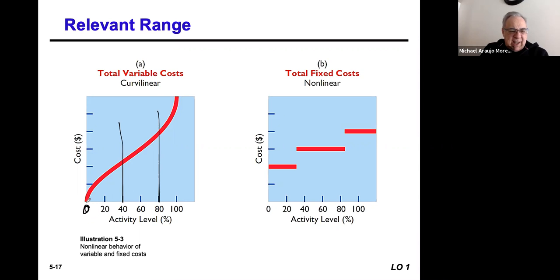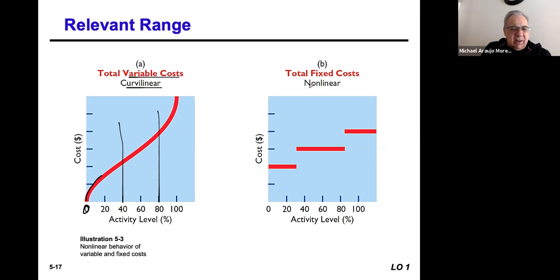But as you see, as for variable costs, as there's more and more activity, this is not a straight line. This is kind of curved, right? And so that's where this sort of comes in.